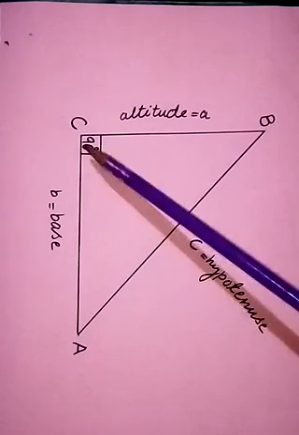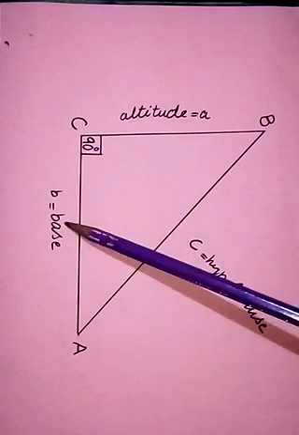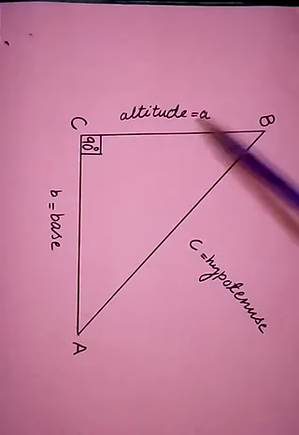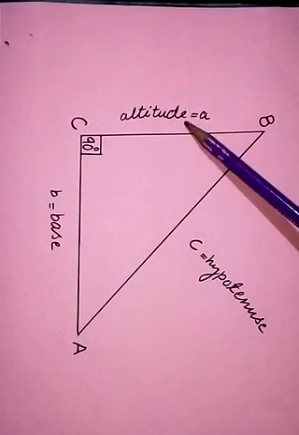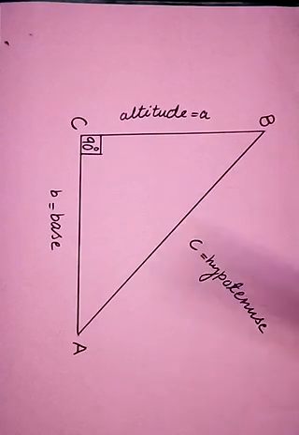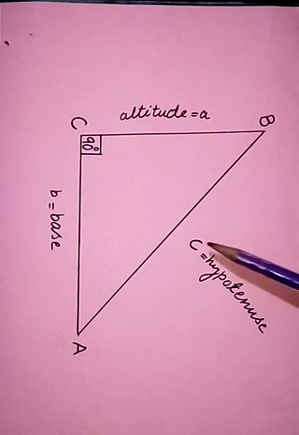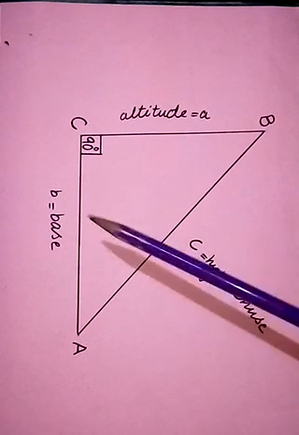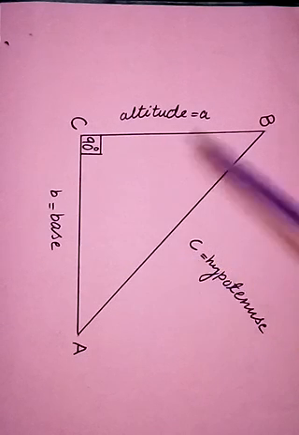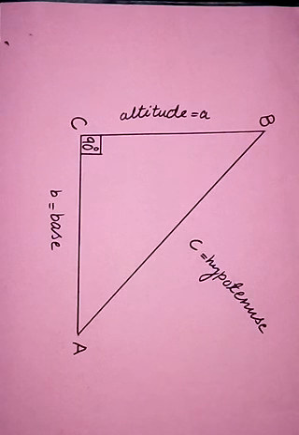Now, AC is the base and BC is the altitude. The altitude is perpendicular. Now AB is the hypotenuse. It is denoted by C. Base is like B, altitude is like A, perpendicular is like B. You can write its name.